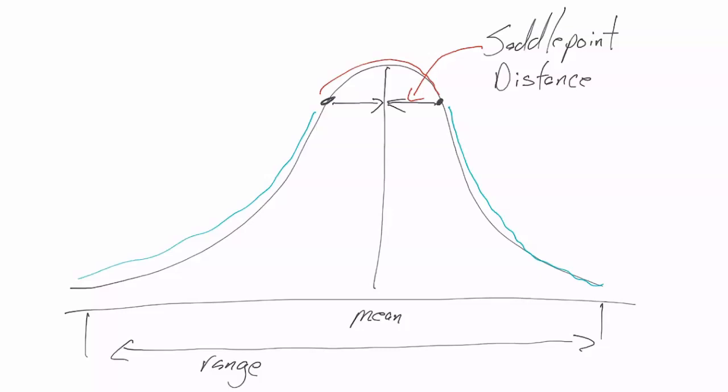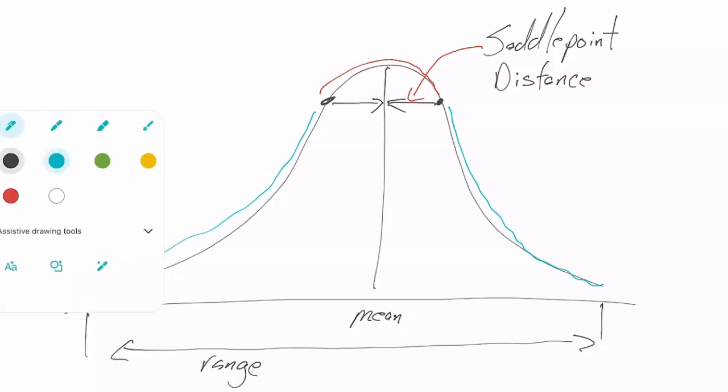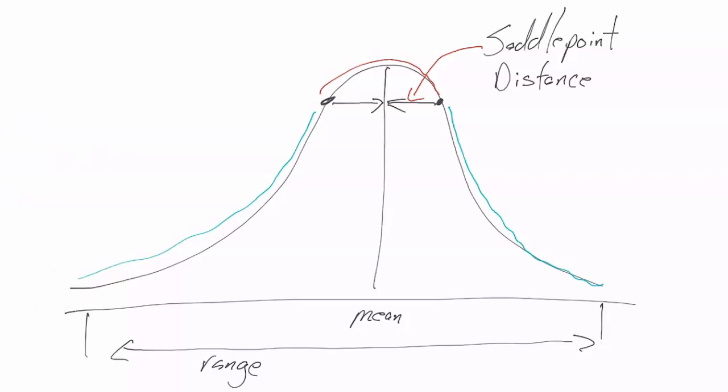So here's what statisticians do. We use acronyms and we use jargon terms. We could have called saddle point distance SPD. But that's too easy. Anybody could crack that code. Let's give it a different acronym. Let's call it SD. That's too easy as well.